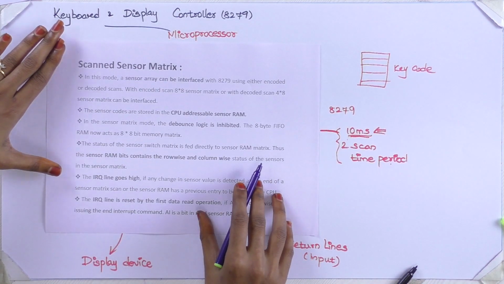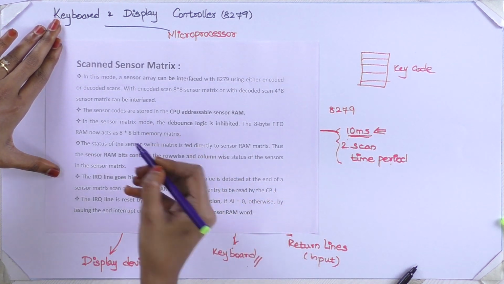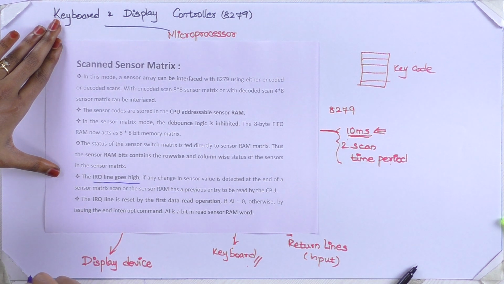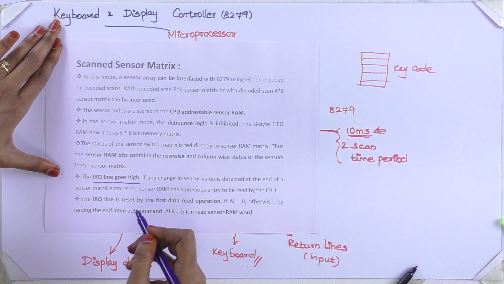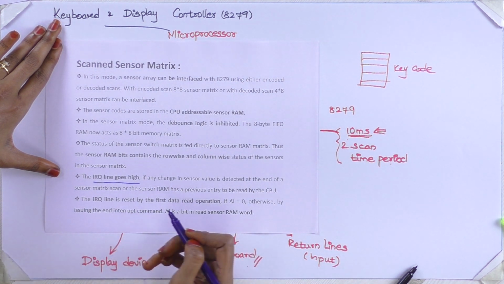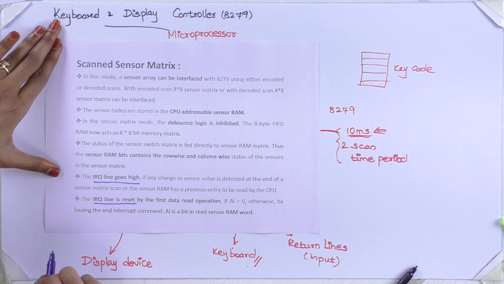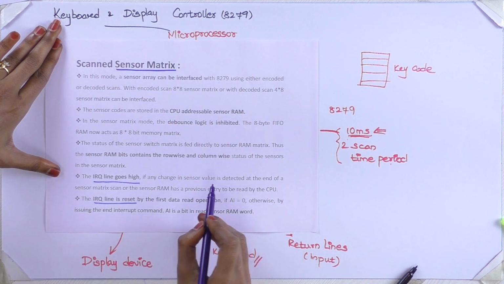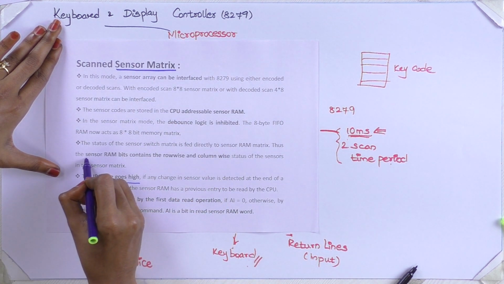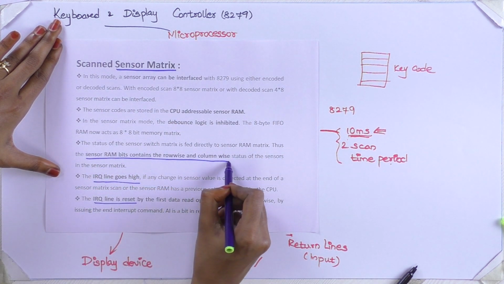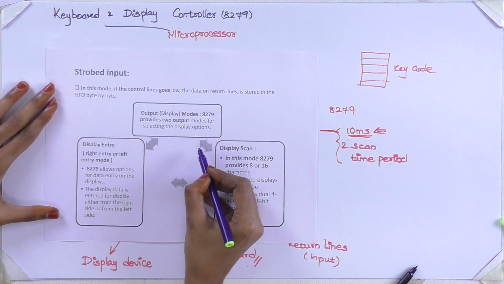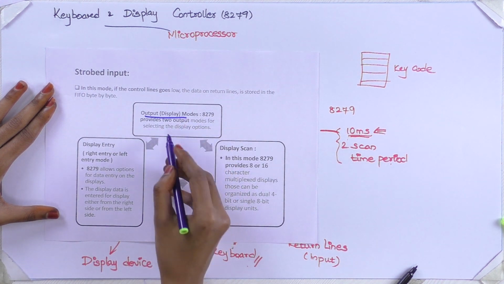Fine. Whenever a key has been pressed, as I have already told you, IRQ will go high. When a key has been read from that RAM, IRQ will be reset. So that's the concept here in sensor matrix mode. I already told you the sensor RAM bits contain the row-wise and column-wise status of that keyboard. The next is output mode, that I have already stated.